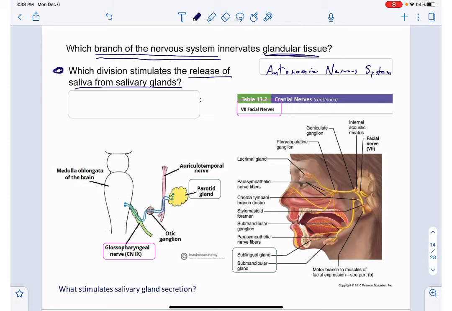And the answer to that is the parasympathetic nervous system. Okay, parasympathetic, rest and digest, put on a pair of slippers. And you're eating a meal. When do you need to release saliva? You need to do that when you're eating a meal. And that's part of the rest and digest response.